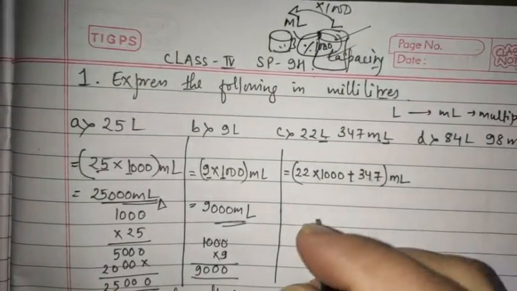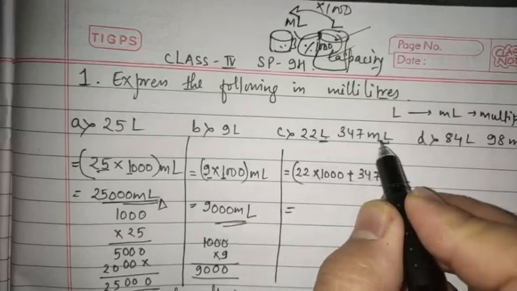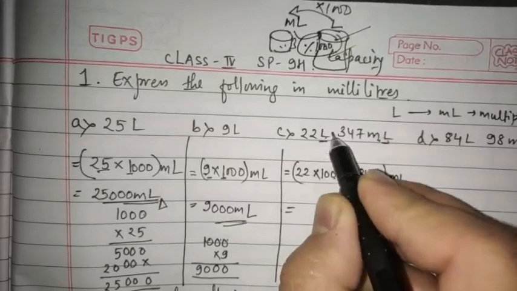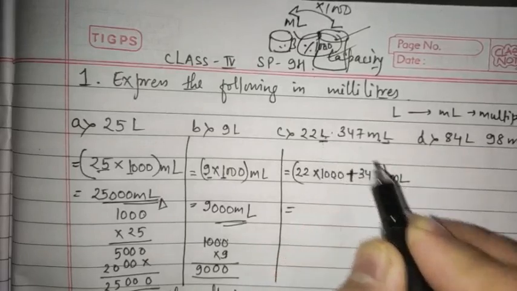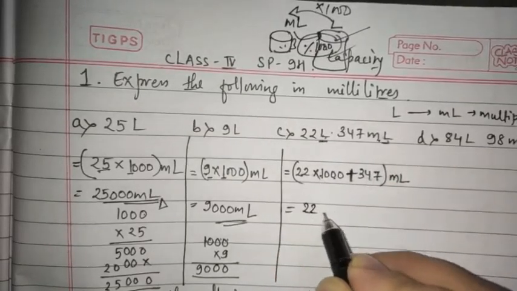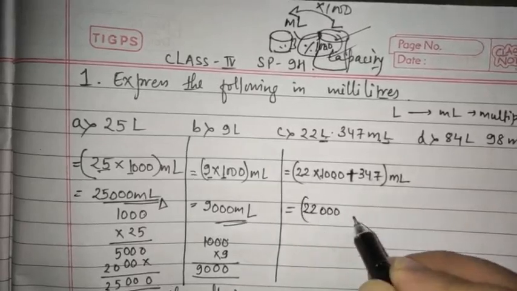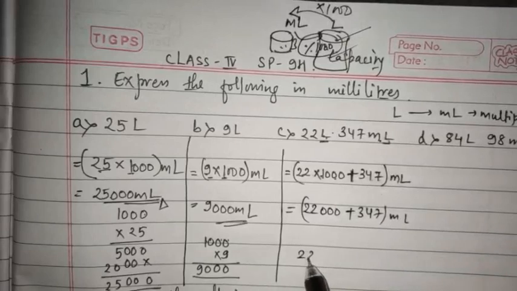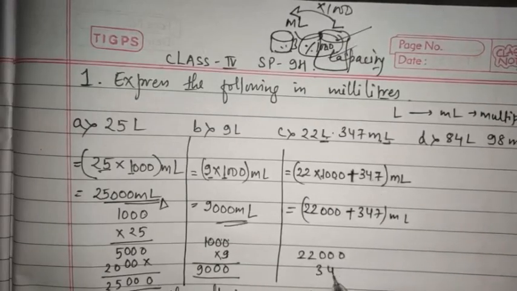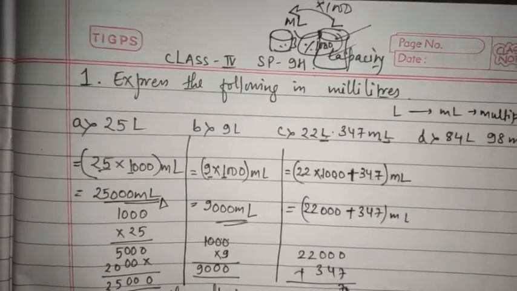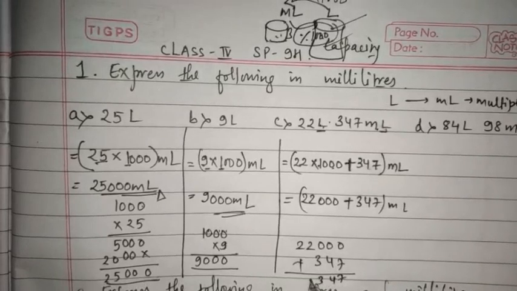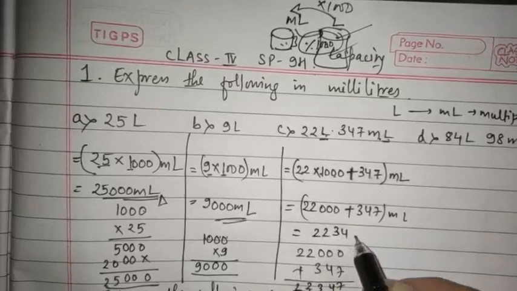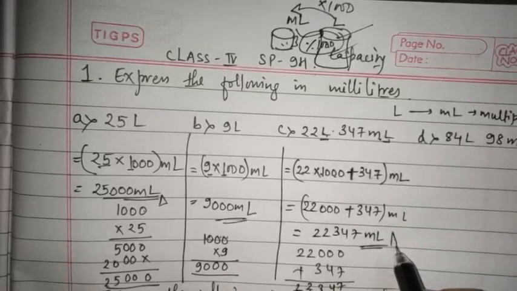So whenever you are converting liter into milliliter, as you have to convert into 1 unit, you'll just put the plus in between over here, and here you'll multiply it by 1000. 22 ones are 22. How many zeros? 3 zeros are there, plus 347. Now you just add it. 22000 and 347. What will be the answer? It is 22,347 milliliter. Yes, I hope you have understood it.